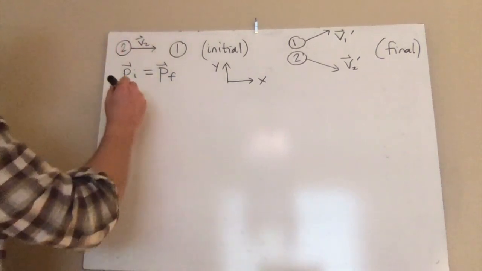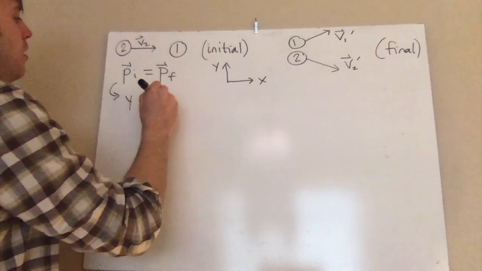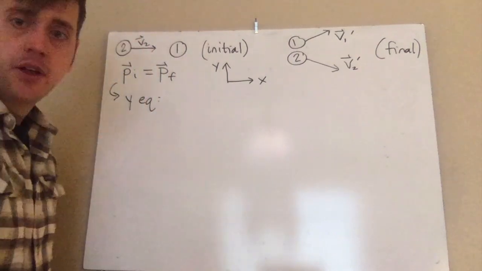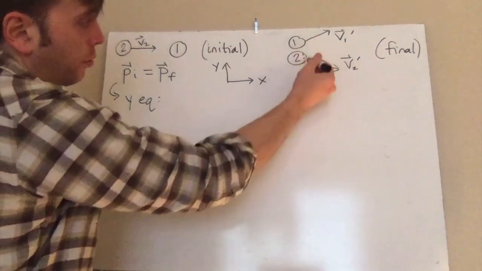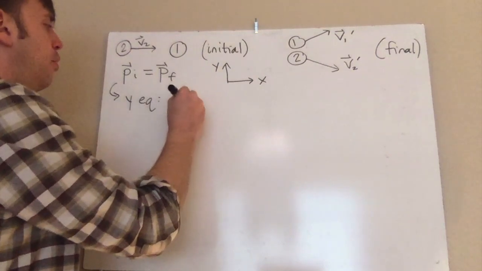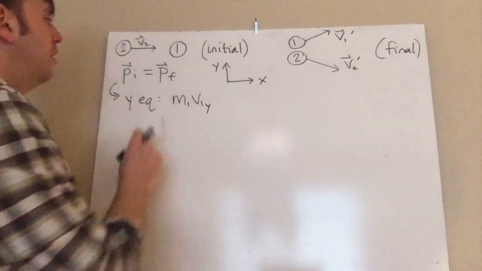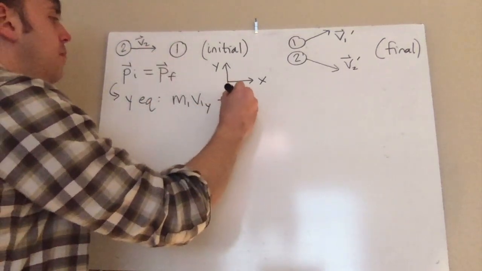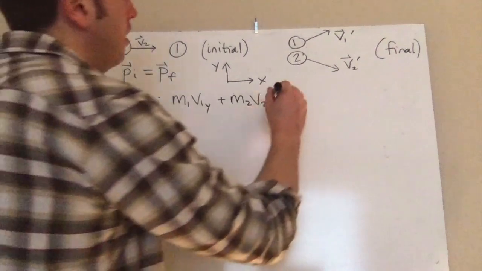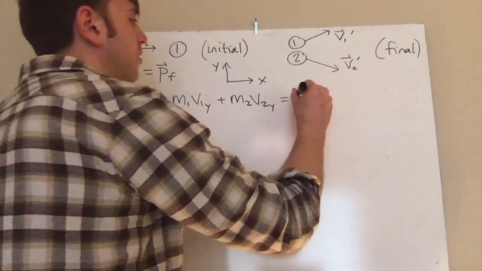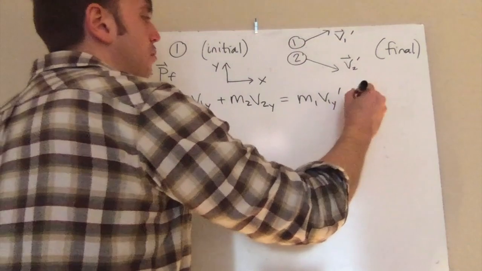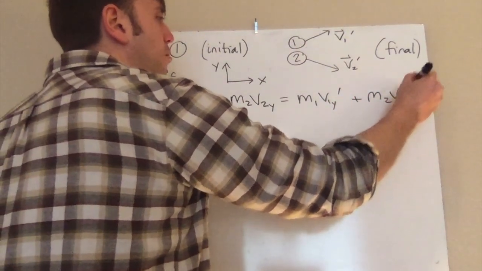So what does my y equation look like for conservation of momentum? Well, it says that the momentum of these two objects in the y direction in the initial state is the same as the momentum of these two objects in the y direction in the final state. So here, let's write that down. I have m1 v1y, so that would be the y momentum of this object, plus m2 v2y. Momentum is m times v. I'm just taking the y component. Okay, that's initially. In the final state, it's m1 v1y prime, so that would be the y component of this one's momentum in the final state, plus m2 v2y prime.